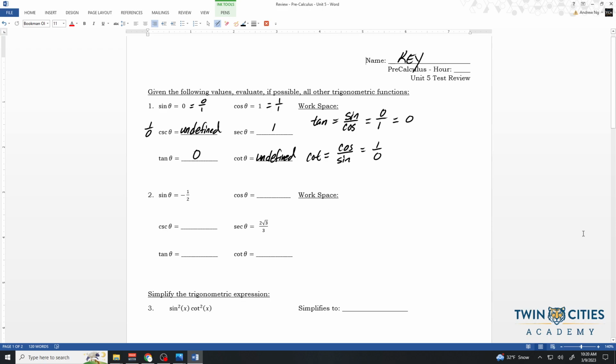Okay, number 2. This time I'm given sine is negative 1/2, and the secant is 2 square root of 3 over 3. All right, well, flipping this upside down, the reciprocal would be negative 2 over 1. So the cosecant of theta, this is going to be negative 2.